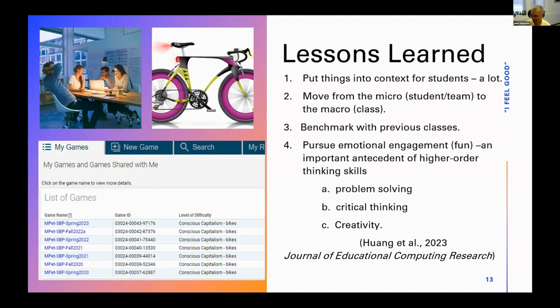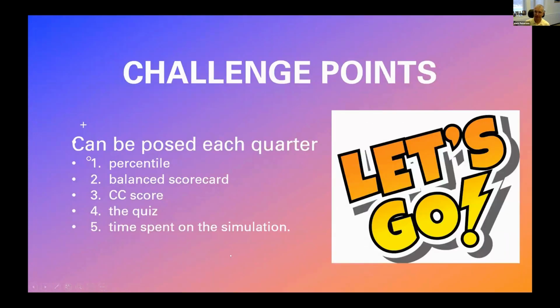It turns out that if you pursue emotional engagement, such as fun, Huang et al., in their Journal of Educational Computing Research article, say that it leads to greater problem solving, development, critical thinking, and more creativity. So I think that's what we want to do when we're working with our students here. So challenge points: you can not only use the percentile, but hey, can you outdo this other class on balanced scorecard? Can you outdo them on the conscious capitalism score? Can you outdo them on the quiz? Can you outdo them on the time spent on the simulation?